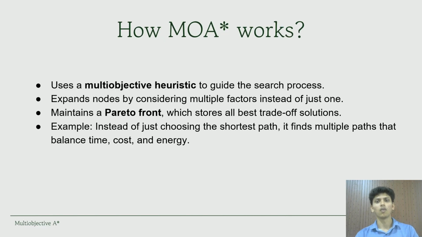Now, how does MOA star work? First, it uses a multi-objective heuristic to guide the search process, which tries to maintain all the objectives at the same time. It expands nodes by considering multiple factors instead of just one. It maintains a Pareto front which stores all the best trade-off solutions. For example, instead of just choosing the shortest path, it finds multiple paths that balance time, cost, and energy.